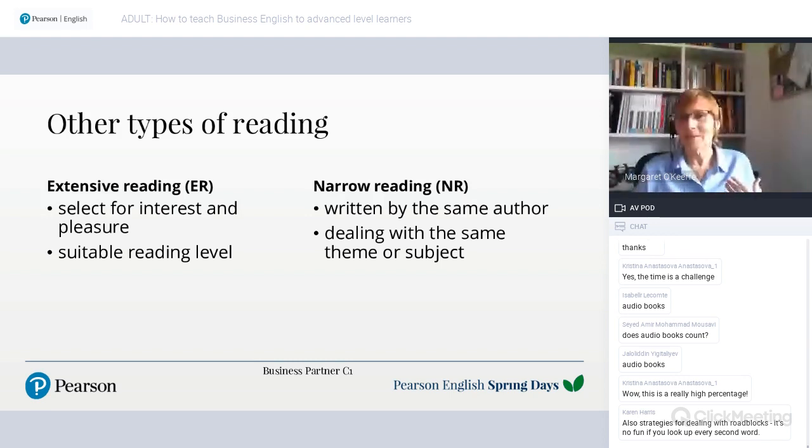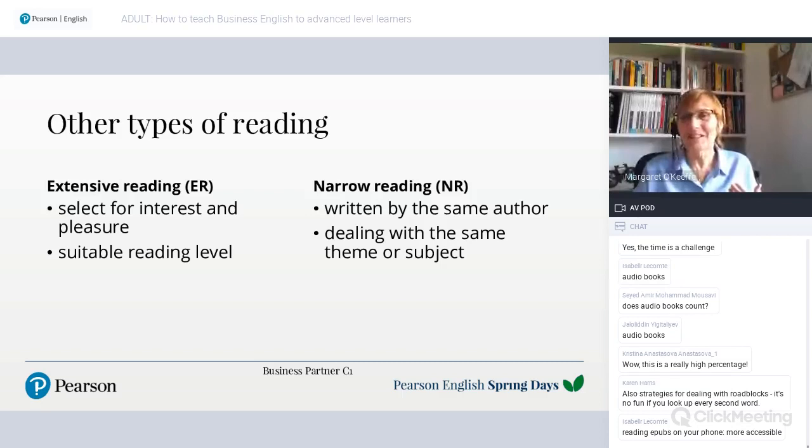Yes, it really is a high percentage, isn't it? Yeah, it's between 95 and 98%. And I just don't think most of us teachers and most of us students are aware of that.